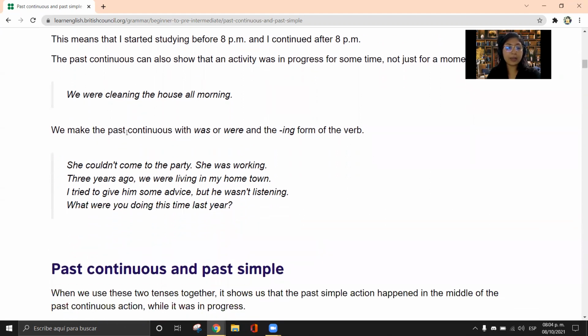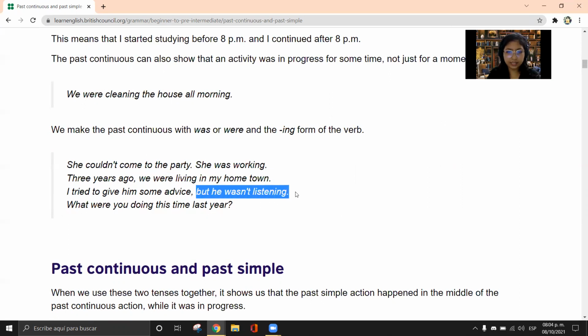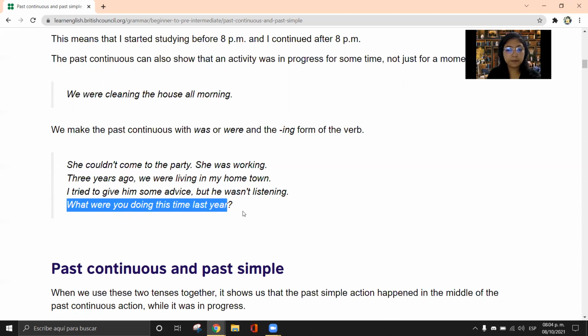We make the past continuous with was or were and the ing form. She couldn't come to the party. She was working. Three years ago, we were living in my hometown. I tried to give him some advice, but he wasn't listening. What were you doing this time last year? These are some examples, right?